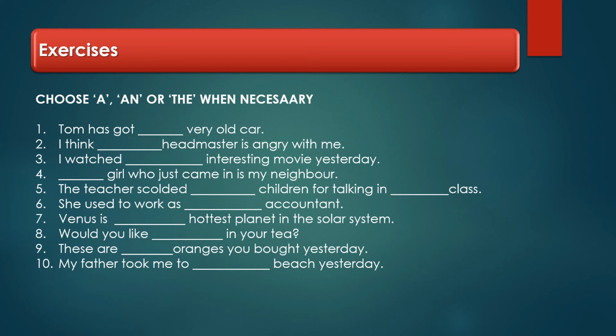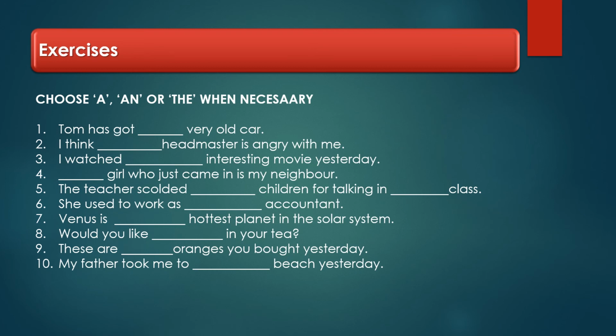Second, I think dash headmaster is angry with me. I think the headmaster is angry with me. Headmaster is a position. Third, I watched dash interesting movie yesterday. Interesting, I is a vowel, so we will use "an". Fourth, dash girl who just came in is my neighbor. The girl, we are talking about that girl only who just came in. Now we are saying that she is my neighbor, so we will use the definite article.